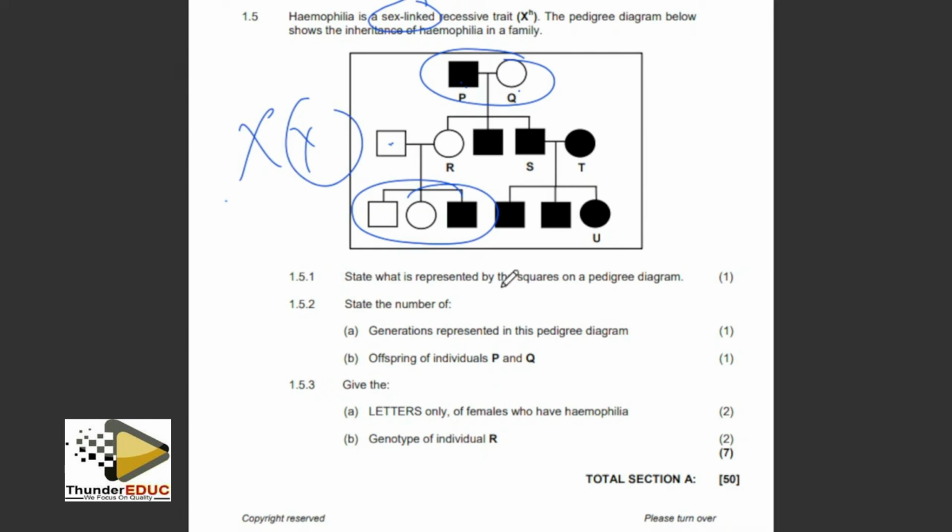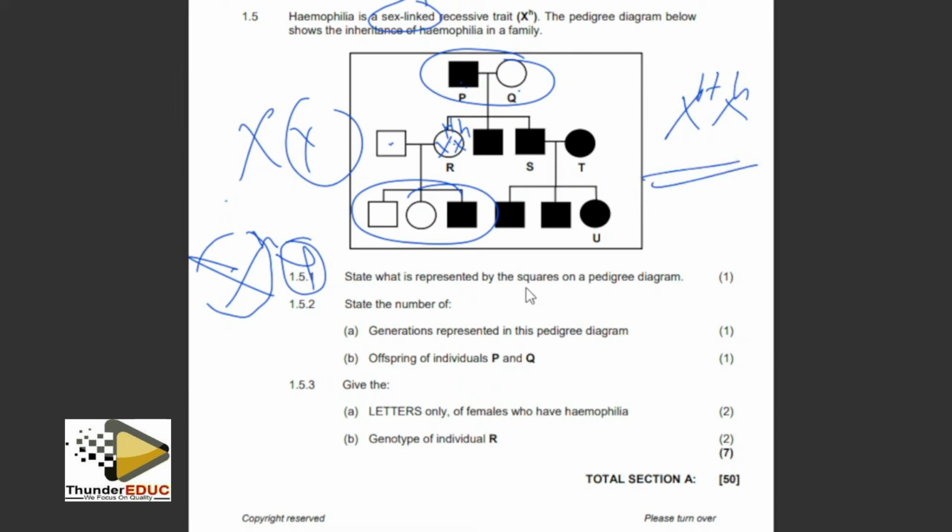Since this one is sick and is a boy, this is a recessive allele. If it's a recessive allele, obviously this can't come from the father because the father already gave the Y. Therefore, this came from the mother. So the mother is normal but a carrier. So R is going to be capital X capital H, capital X small h. And that becomes the answer for that.